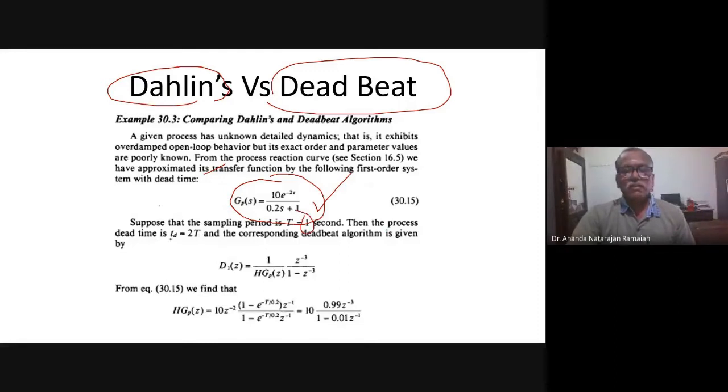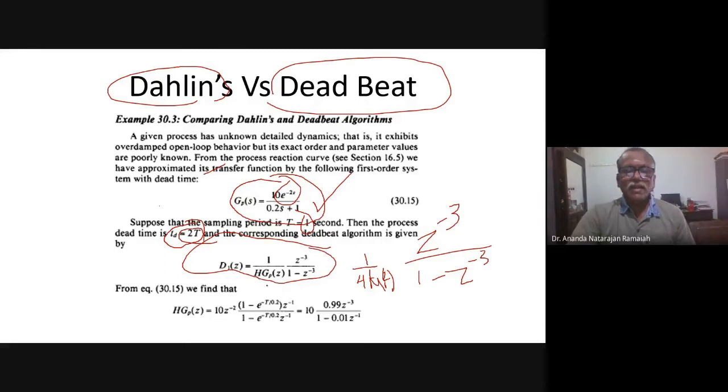Then the process dead time, suppose the process dead time is 2 seconds. Therefore, the deadbeat controller will be 1 by HGP of Z multiplied by Z power minus 3. Why minus 3? No dead time means Z power minus 1. Dead time is 2 sampling periods. That's why Z power minus 3, over 1 minus Z power minus 3. That is written here.